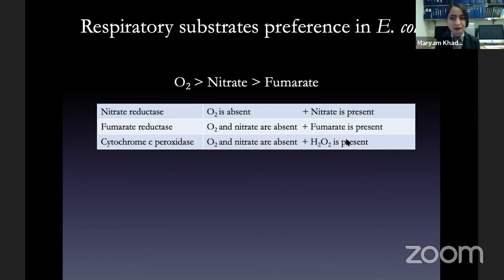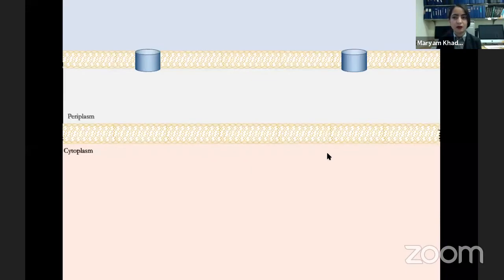And cytochrome C peroxidase, CCP, the enzyme that I was working on, is expressed only when oxygen and nitrate are absent and hydrogen peroxide is present. So it really beautifully fit into this respiratory substrate scheme that we had from before. So we wanted to see if our hypothesis is true, if hydrogen peroxide can be used as a respiratory substrate.